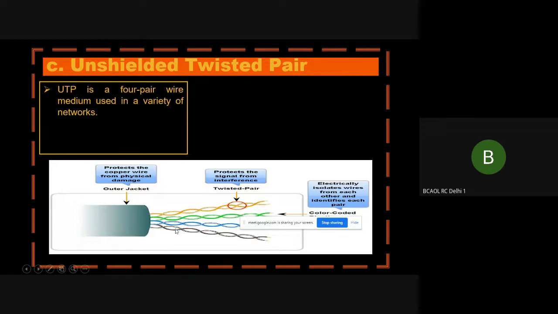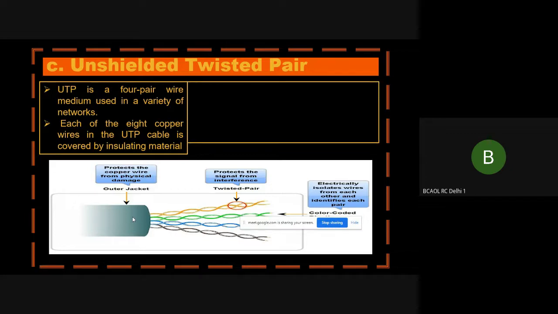1, 2, 3, 4 pair wire. And pair means each and every wire is a pair. This orange color is a pair. Green color is a pair. Two wires are there, twisted. Used in a variety of networks. And each of the 8 copper wires in the UTP cable is covered by insulating material, and above it is an outer jacket.